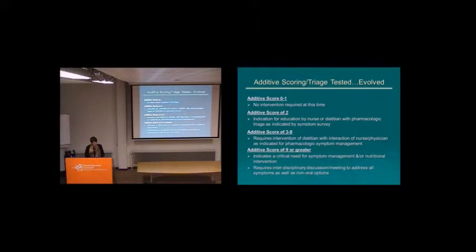Now, when we did the original triage, this has evolved. This is what we first tested: a score of 0 to 1 had no intervention, a score of 2 points needed education by a nurse or dietitian with pharmacologic intervention. 3 to 8 absolutely required a dietitian, again, to take care of symptoms as appropriate. And a score of 9 or greater was important, and there was a critical need for intervention. You couldn't wait any longer to have somebody, whether that was oral nutrition, parenteral nutrition, or other aspects.